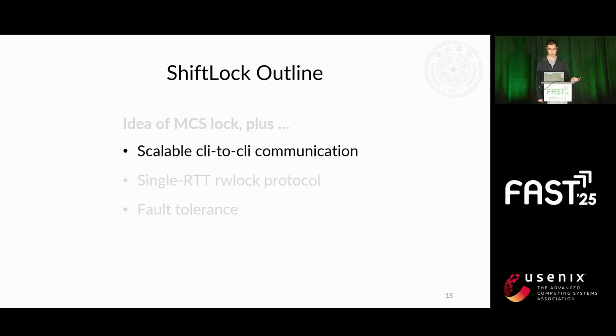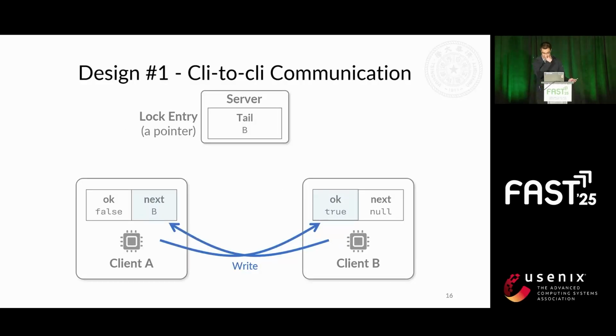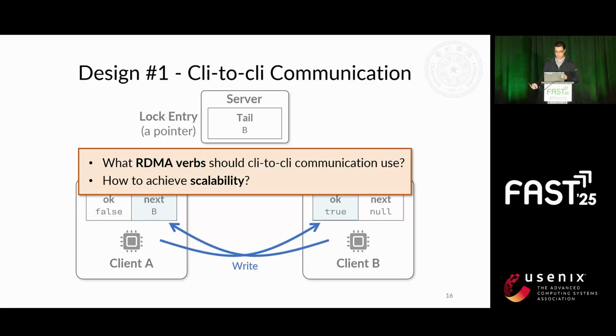Now we start to introduce our contribution. First, we discuss how to implement client-to-client communication required by MCS lock in an RDMA network. In a distributed scenario, clients will run on different nodes. They must communicate via RDMA, and we need to choose proper verbs for them and solve scalability issues.